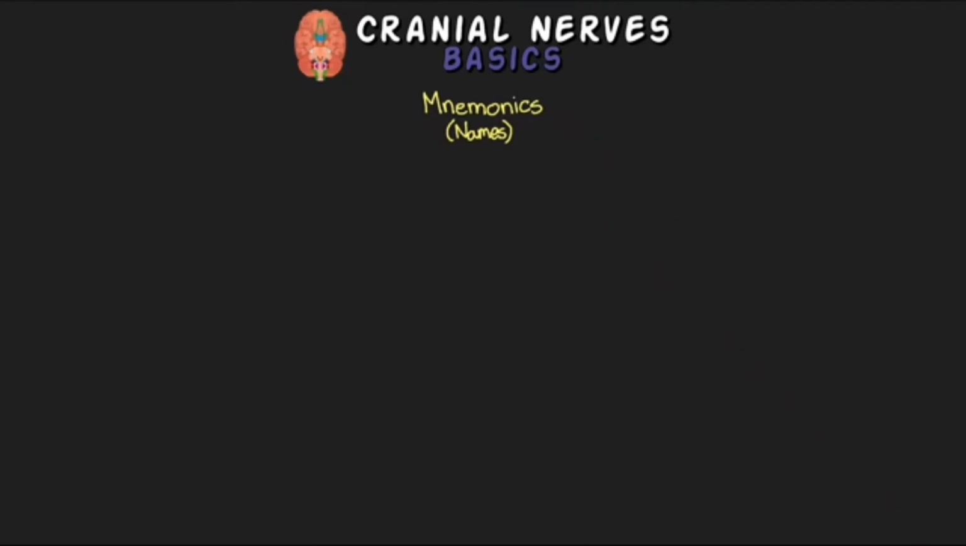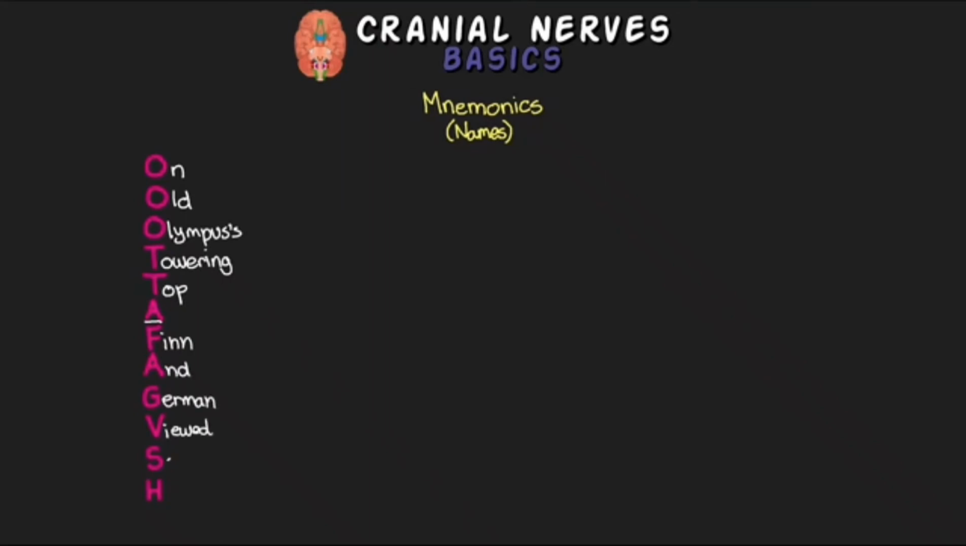Now, there are 2 different ones that I'm going to show you. One is a little bit older, more classic version, and one is a little bit more up-to-date. So for the first mnemonic, which is our classic one, it goes something like this: On old Olympus's towering top, a Finn and German viewed some hops.